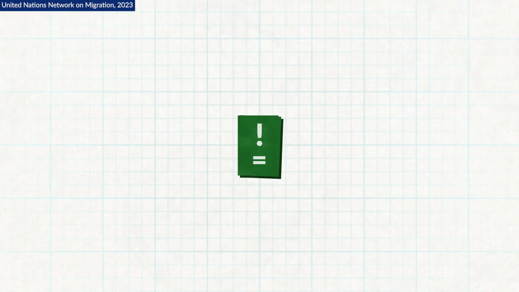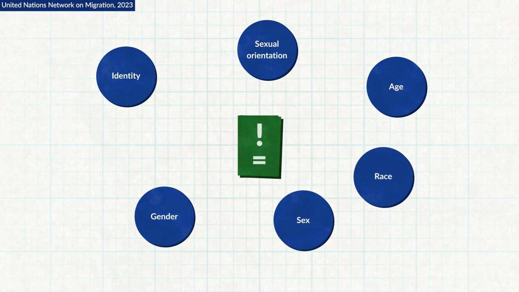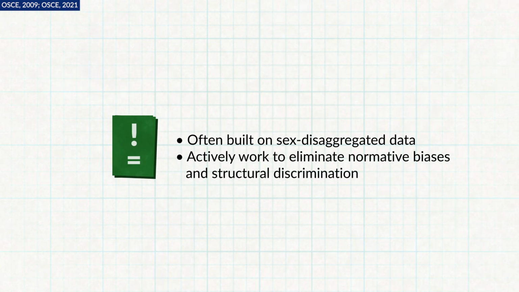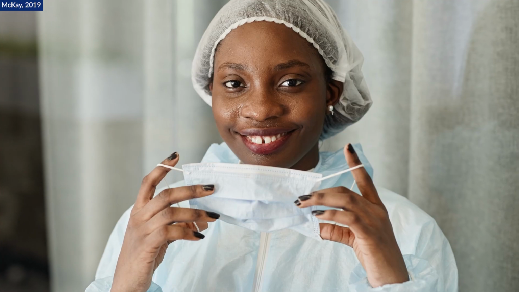So gender-responsive migration policies and governance acknowledge the diverse and intersecting realities migrants face due to gender, sex, age, sexual orientation, identity, or race, and try to ensure that rights are upheld and equality is promoted. Now, gender-responsive policies are often built on sex-disaggregated data and actively work to eliminate normative biases and structural discrimination in this area. So gender-responsive policy is more than just comparing men and women statistically. It involves addressing specific needs like access to sanitary care or protection from gender-based violence and safe working conditions.